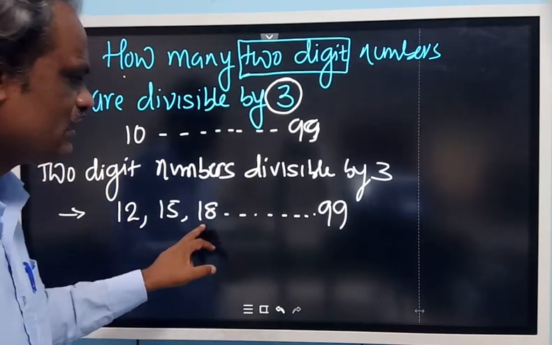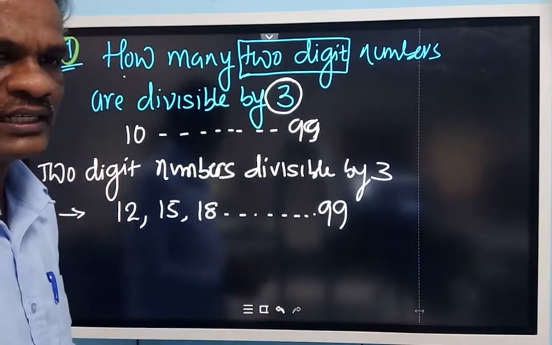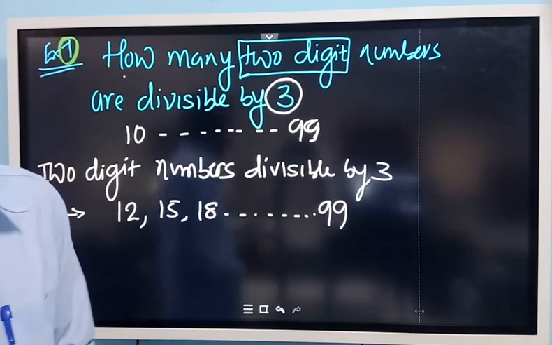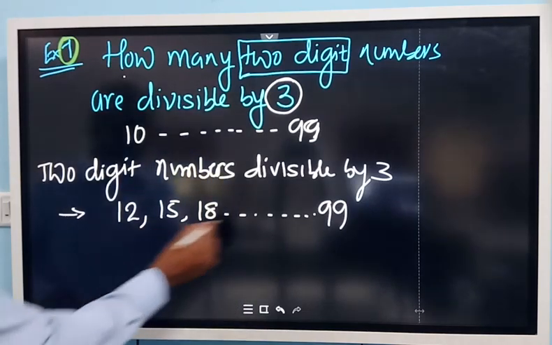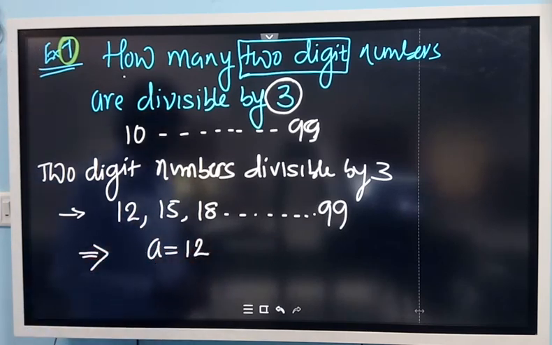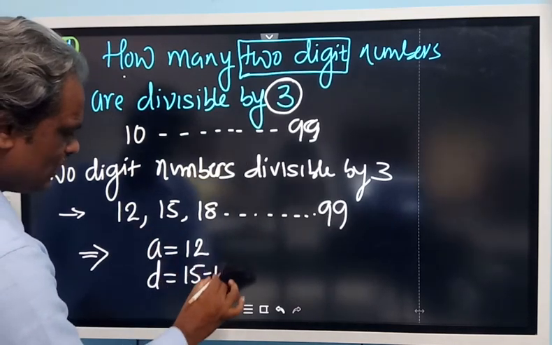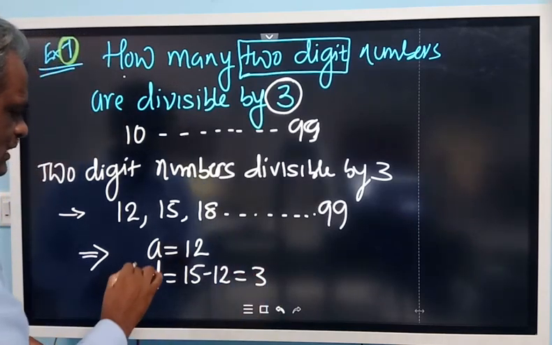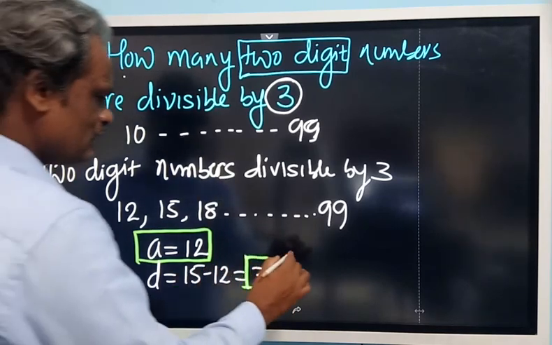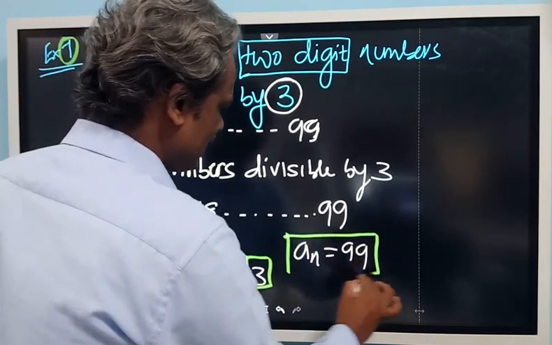This is first, second, third. This is which term of this AP? So how many terms are there? We need to calculate. It is an AP definitely. Divisibility by 3 means definitely it will be in AP. So what are the details you can collect from this? A is equal to 12, the first term of this AP. Common difference D is equal to, subtract 15 minus 12, it is 3. So you got first term A and common difference D is equal to 3. And you can also write AN is equal to 99. So nth term is also 99.